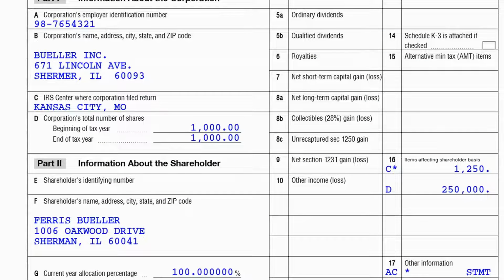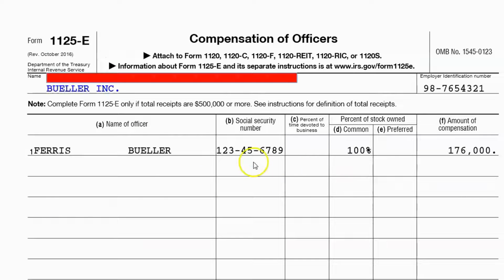So another form here is officer compensation. So here's Ferris, owns 100% of the company, and here is what his W-2 was. And this is pretty reasonable, right? The business is almost $1 million in revenue. He paid himself $176,000. His W-2 from this company is going to show $176,000.